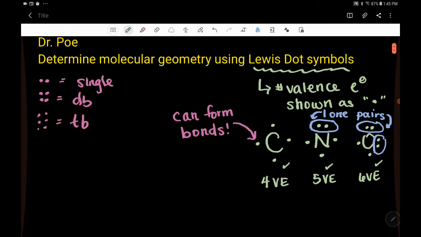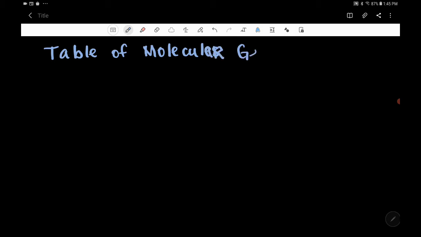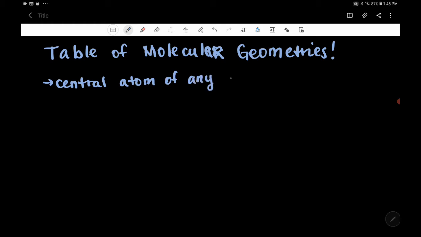That's going to be important, because we've got this really handy-dandy table, which I'm going to label the table of molecular geometries. Now that we know how to draw our valence electrons, which are the key to determining shapes, we can figure out the molecular geometry of anything just by remembering this table. This table is focused on the central atom of any molecule.